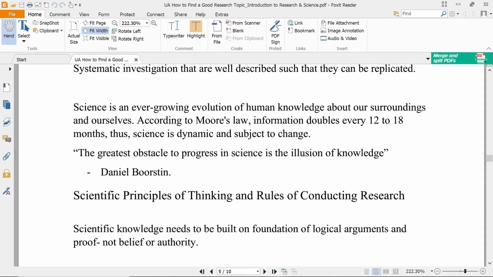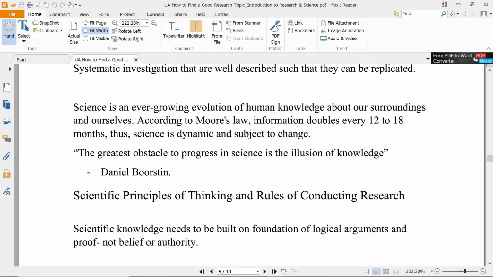Now this is a quote by Daniel Boorstin. The greatest obstacle in progress in science is the illusion of knowledge. So in science, there's no arriving. Science is constantly evolving. So that's backing up the claim of Moore's law.